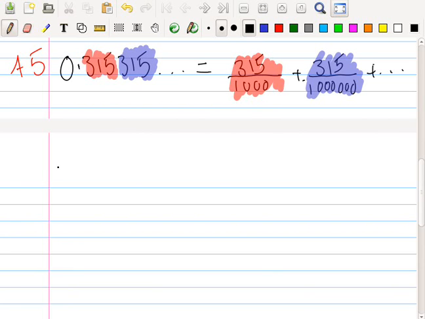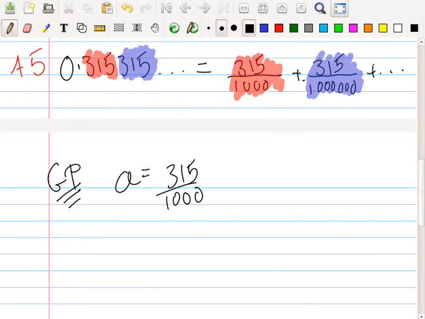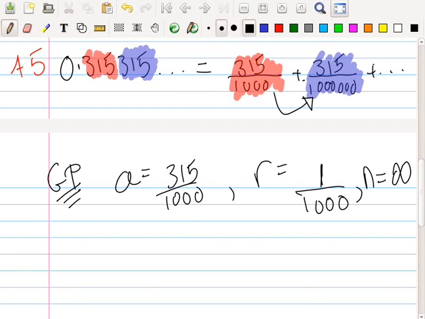But if you look here, this is like a GP, where A is 315 over 1,000, and who can tell me what R is? How do I go from here to here? 315 over 1,000. You're very close. It's actually just 1 over 1,000 because I just multiplied this by 1 over 1,000 to change it into this because that makes this bigger if I multiply by this. And what's the n? It's infinity. N is how many pieces you have.